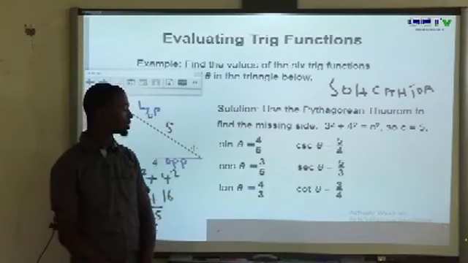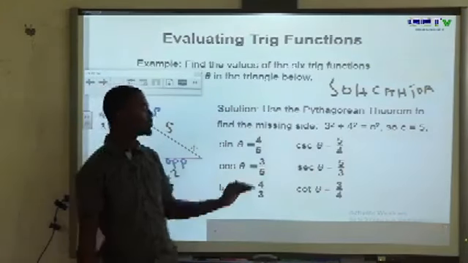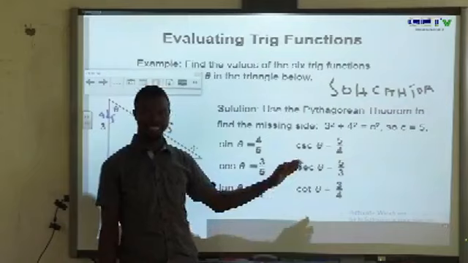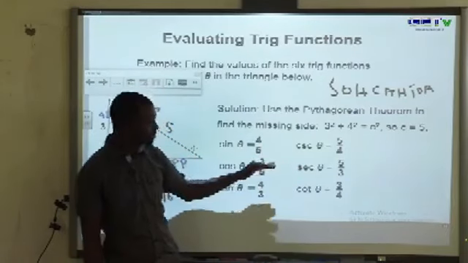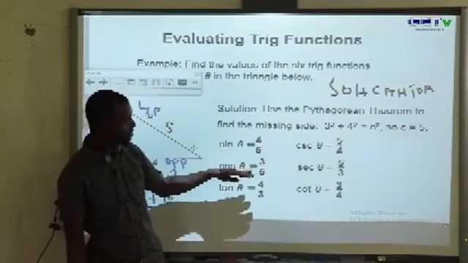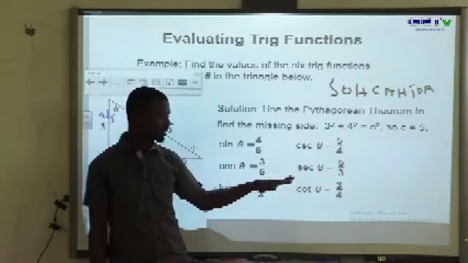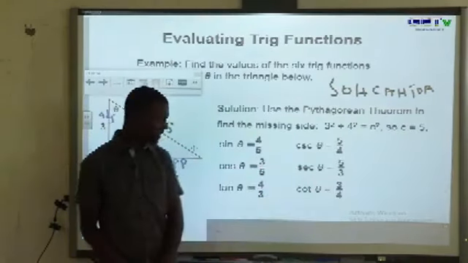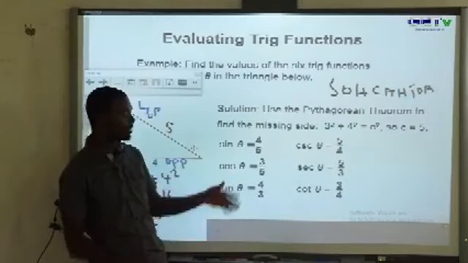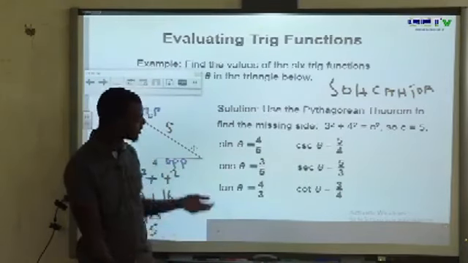Then we go to the other one, cos theta. The reciprocal of cos theta is sec theta. What is the reciprocal? The reciprocal of 3 over 5 is 5 over 3. That is why we have sec theta. It's easy when you have the first one and you are just asked to find the reciprocal.